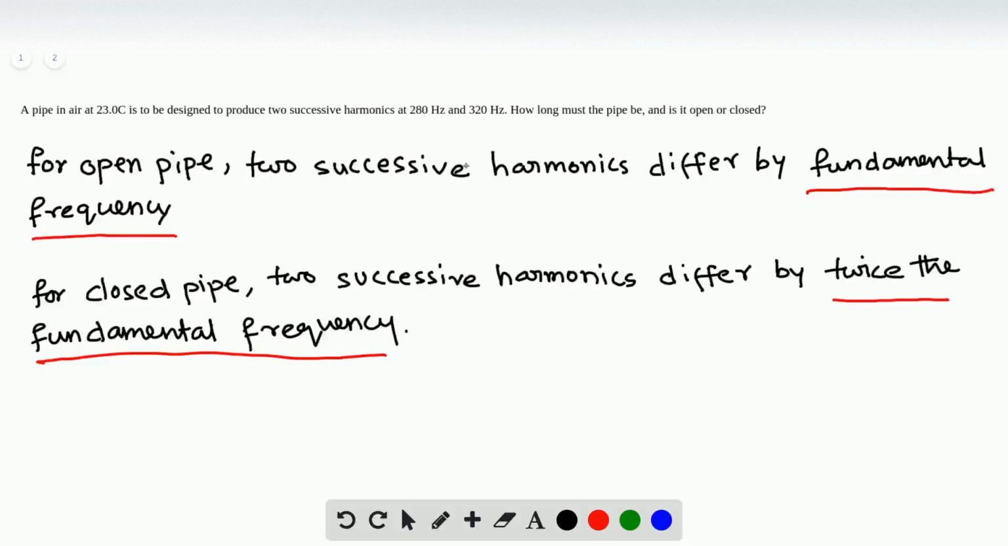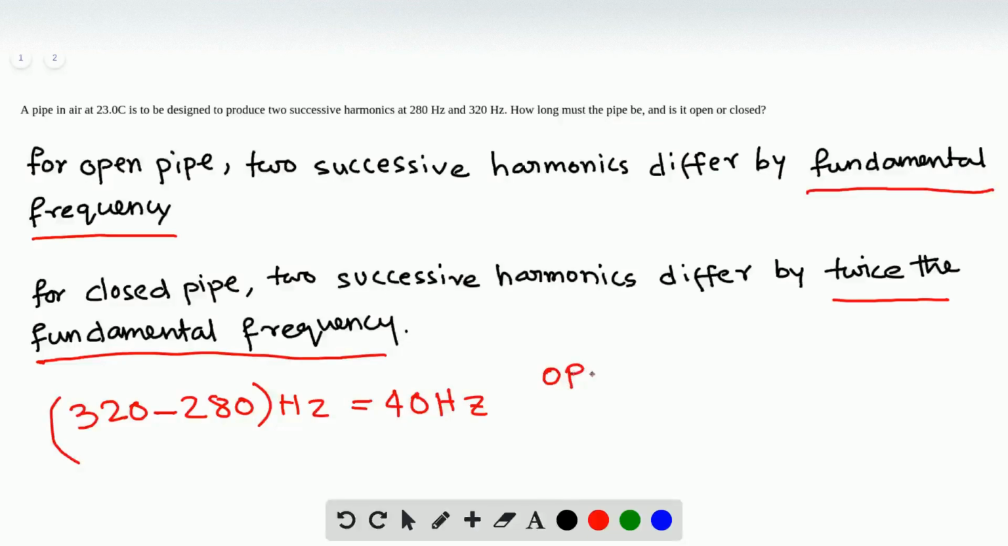So we have 280 and we have 320. The difference between the successive harmonics is 40 hertz. Now, if it's an open pipe, then this will be the fundamental frequency, and if it's a closed pipe, since the difference is twice the fundamental frequency, it will be 20 hertz. So let's write that down. For an open pipe, your fundamental frequency will be 40 hertz.